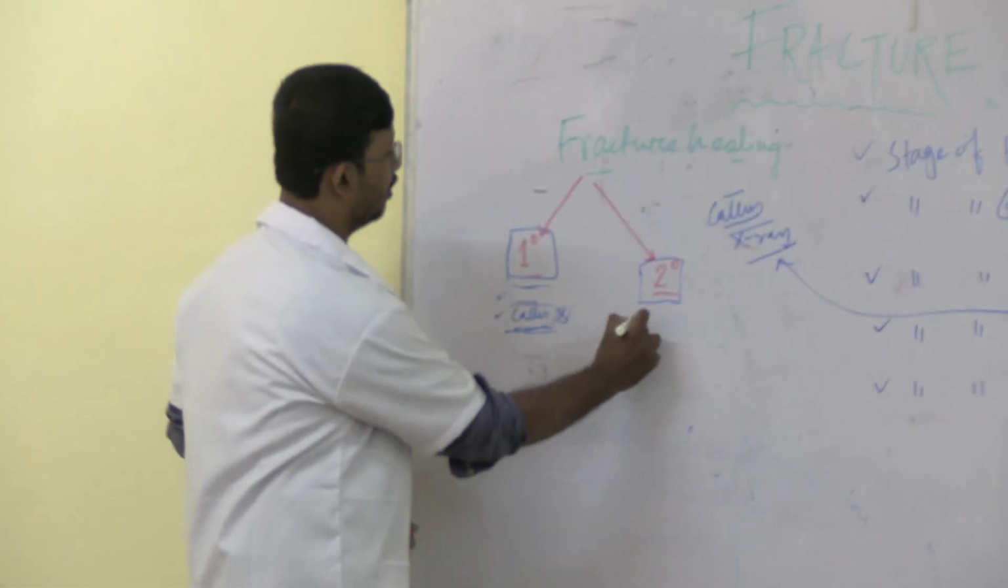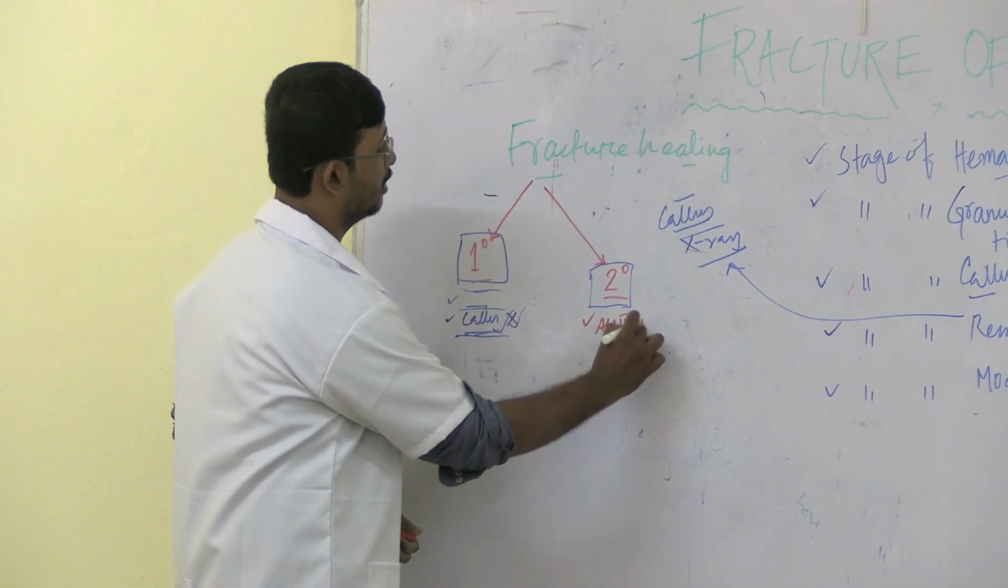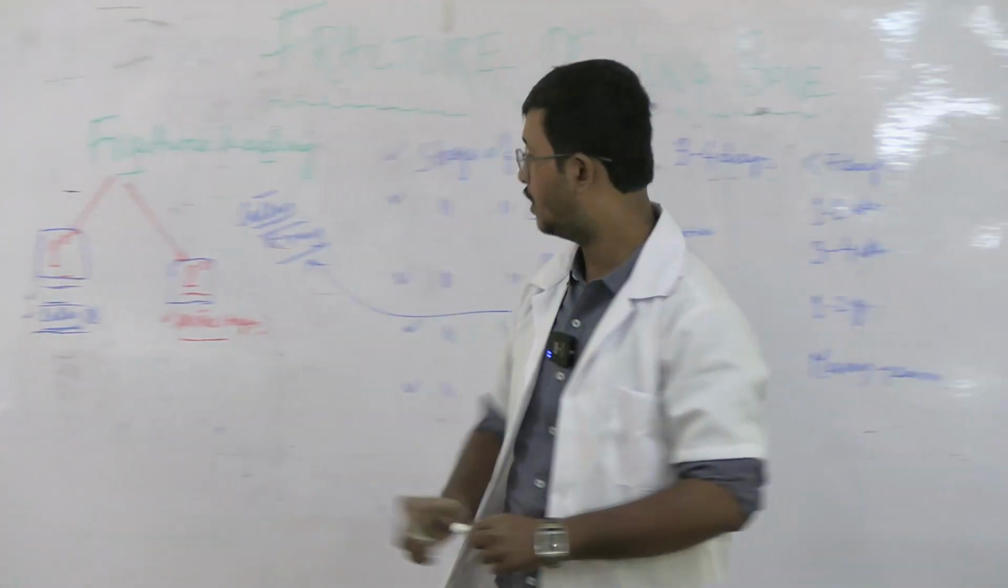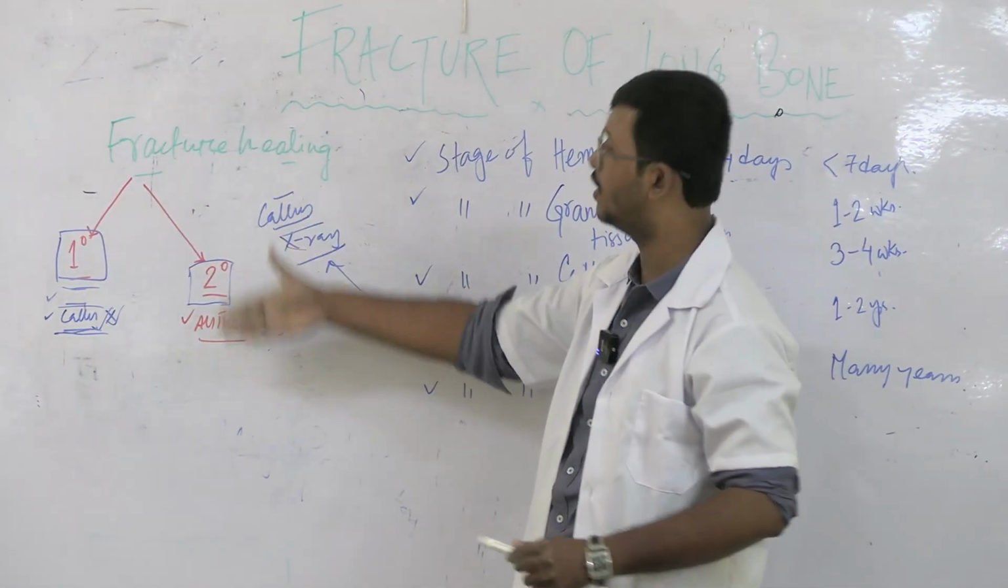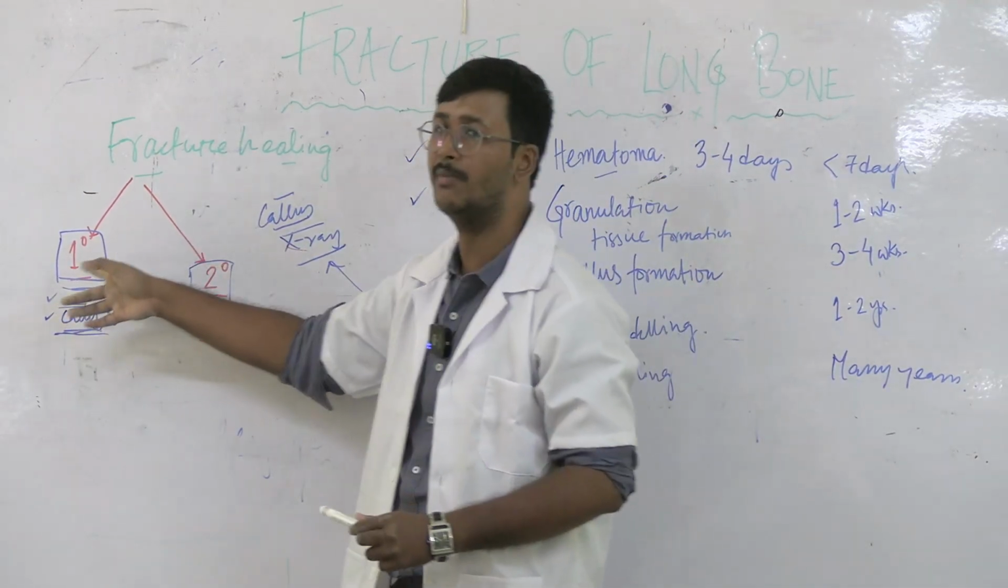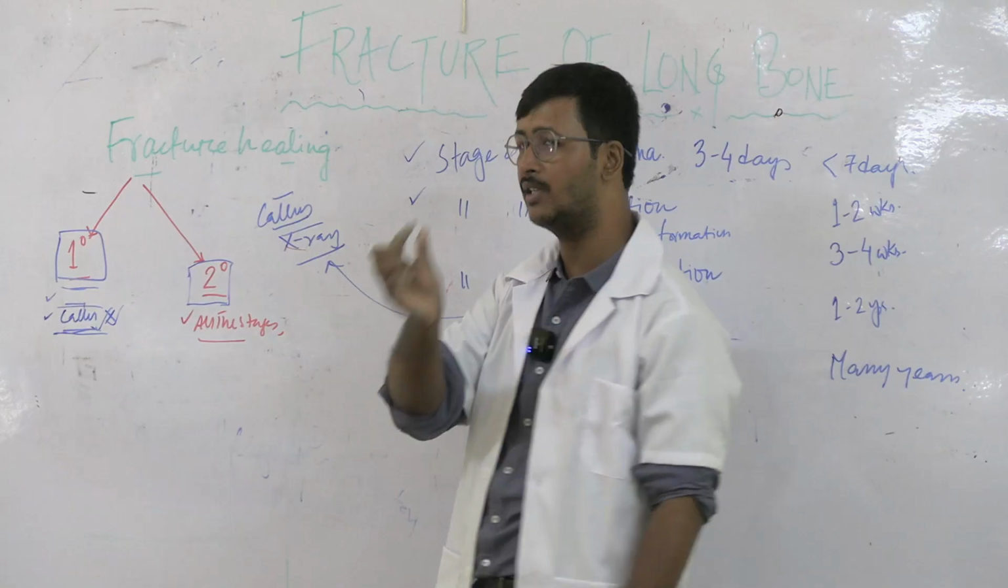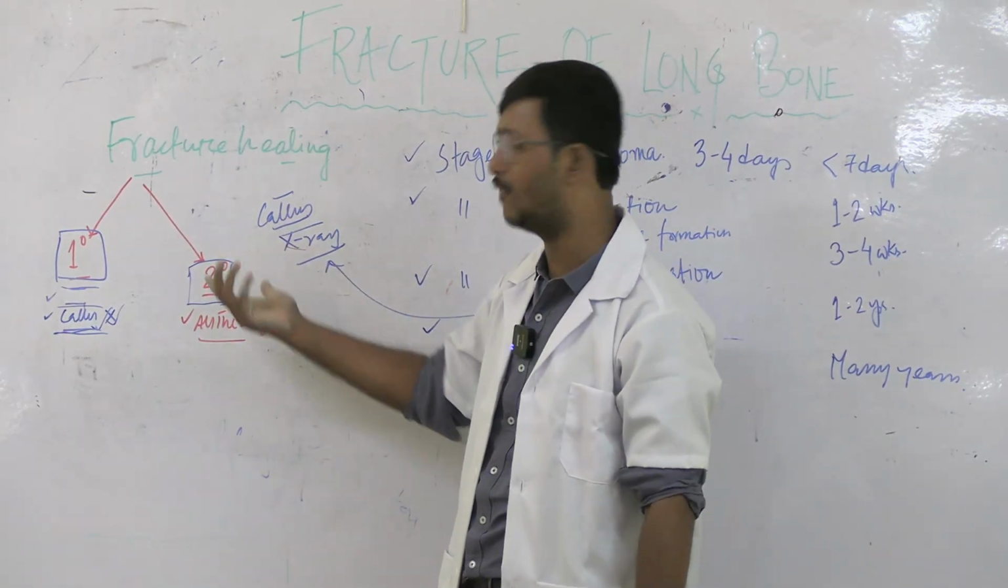So here you will see all the stages. All the stages are seen, but it will be a faster type of healing, but not faster than primary healing. So secondary, obviously, also depends. If the fracture is a small fracture, then secondary healing will be faster.